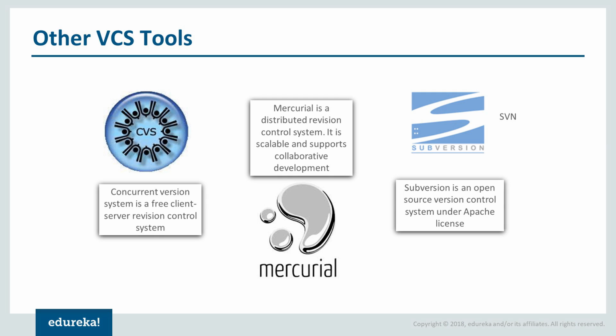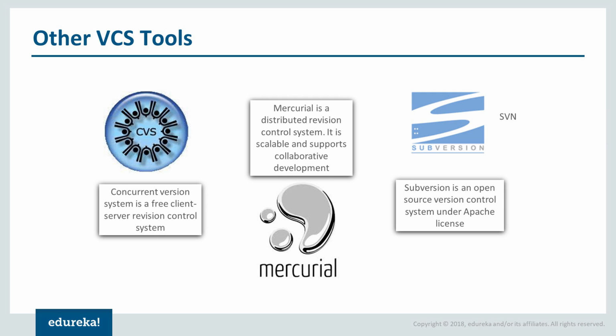Now let's look at other VCS tools that are available in the market and are pretty popular. Concurrent Versions System, which is called CVS, is a free client-server revision control system. It is a centralized VCS. Second, we have Mercurial, which is again a free distributed source control management tool. Mercurial's major design goals include high performance and scalability, decentralization, fully distributed and collaborative development, etc.